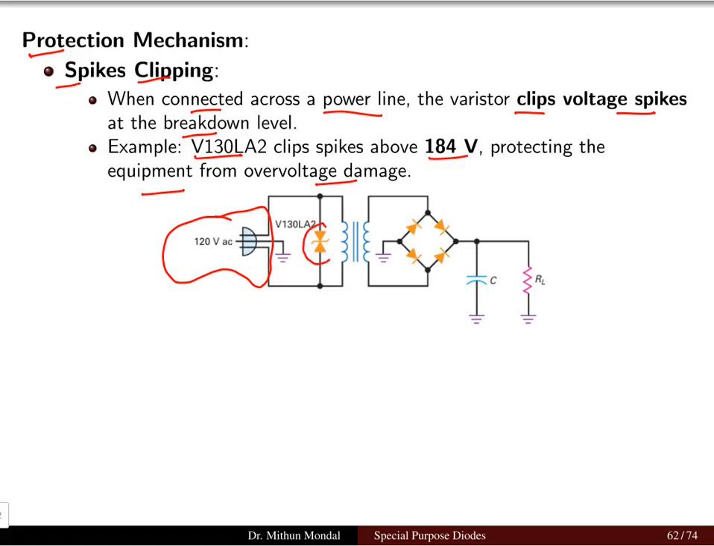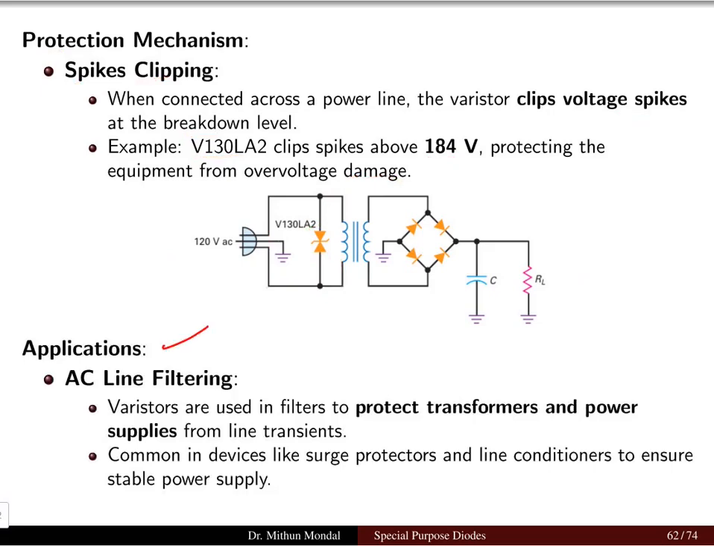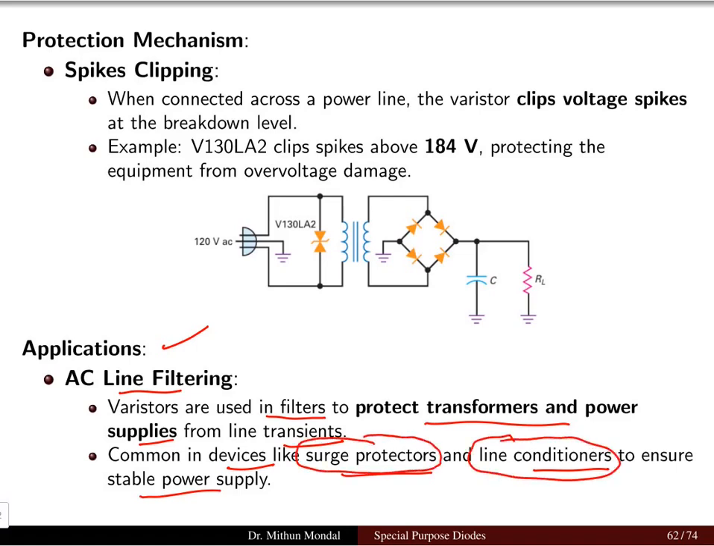So this varistor will protect the entire circuit if there is any over voltage occurring in the circuit due to the transient phenomenon. The applications of the varistor in AC line filtering are generally as filters to protect the transformers and power supplies from the line transients. It is common in devices like surge protectors and line conditioners to ensure stable power supply. So we generally use them in surge protectors and line conditioners, where they act as filters.